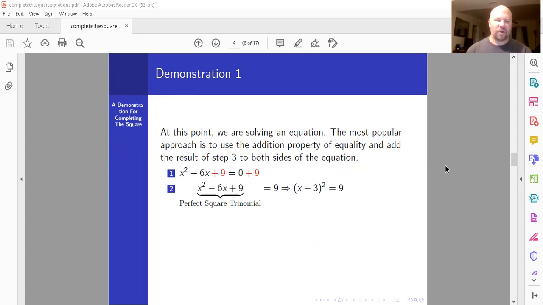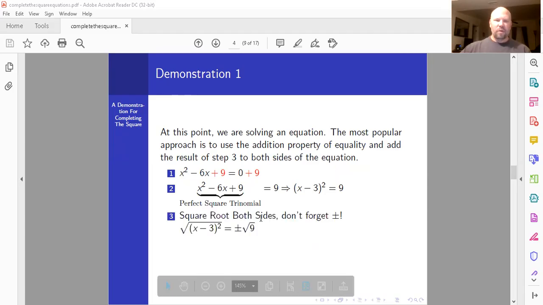So I know that x squared minus 6x plus 9 can be factored down. And this is equal to 9 because 0 plus 9 is 9. And that leads us to x minus 3, all of that squared, equal to 9. So at this point, I have something squared equal to a number. So I take the square root of both sides.